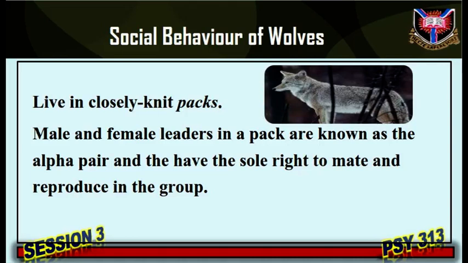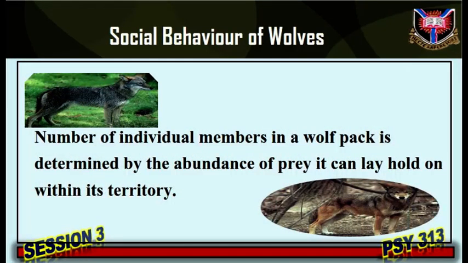The male and female leaders in the pack are known as the alpha pair. The alpha pair has the sole right to mate and reproduce in the group. The number of individual members in a wolf pack is determined by the abundance of prey it can lay hold on within its territory, with some having as many as 30 wolves. Wolverines are strong and courageous fighters and are remarkably cunning.